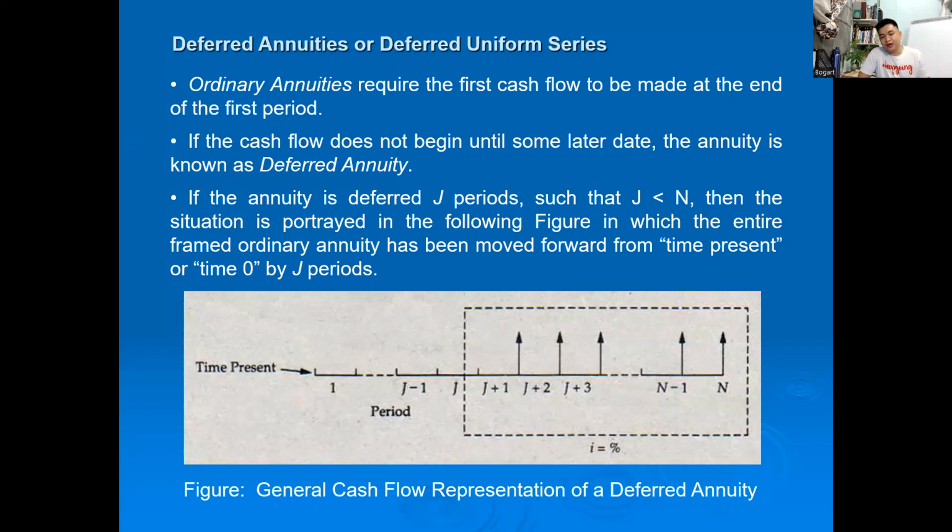Or in this case, in bullet number 3, if the annuity is deferred J periods such that J is less than N, the total number of years, then the situation is portrayed in the following figure, in which the entire framed ordinary annuity has been moved toward the time present, from time present or time 0, by J periods. So in other words, class, we want just to simplify this one.